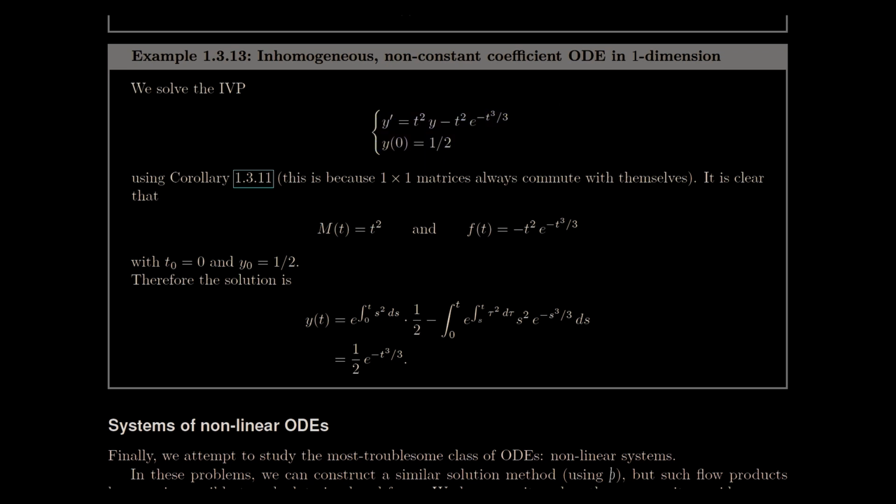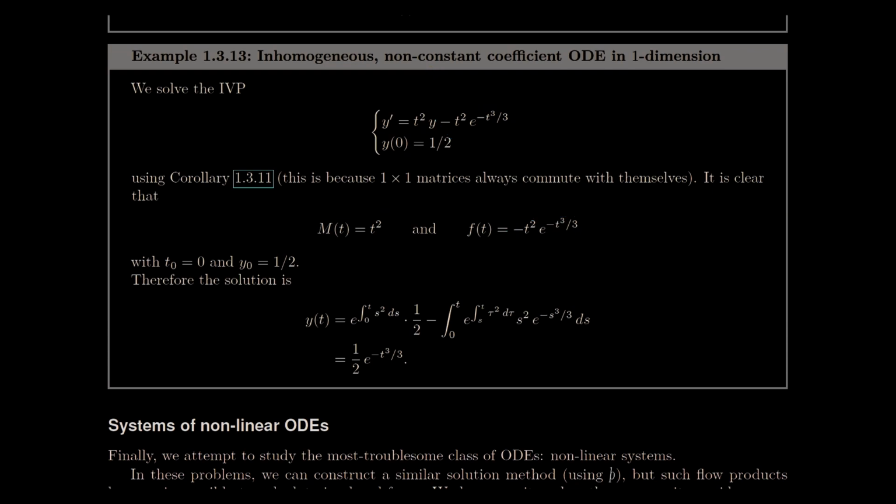And so in this case, I just have to pay attention. What is my matrix? It's hard to see. That's my dependent variable. So the multiplier, t squared, is my matrix. So in fact, this is my matrix M of t. And I do have a forcing function here. It's whatever's left over. There's my forcing function, negative t squared, e to the negative t cube over 3.